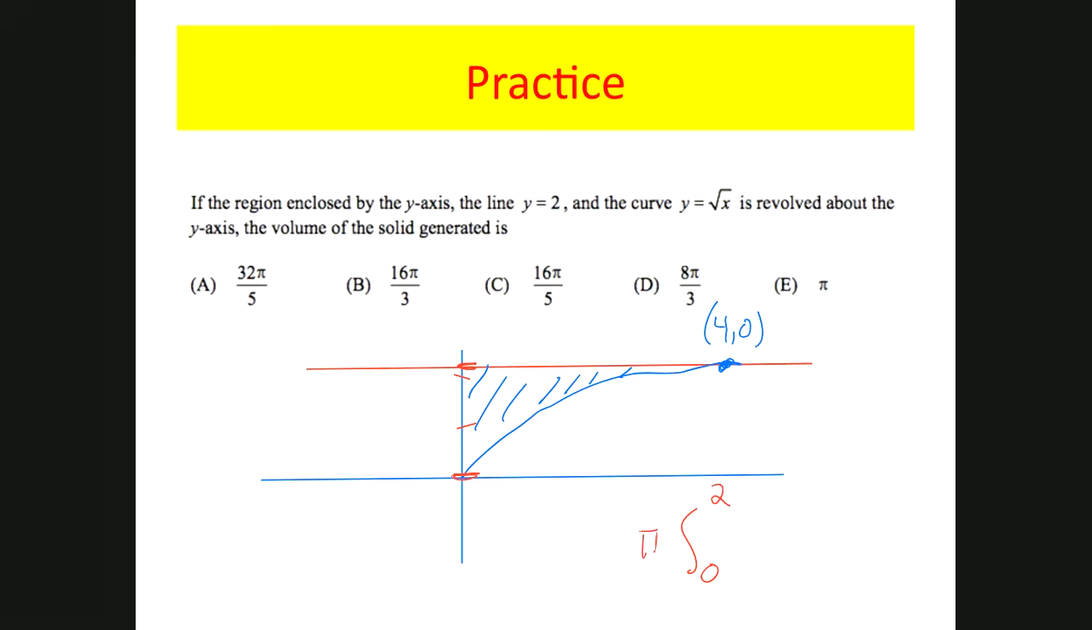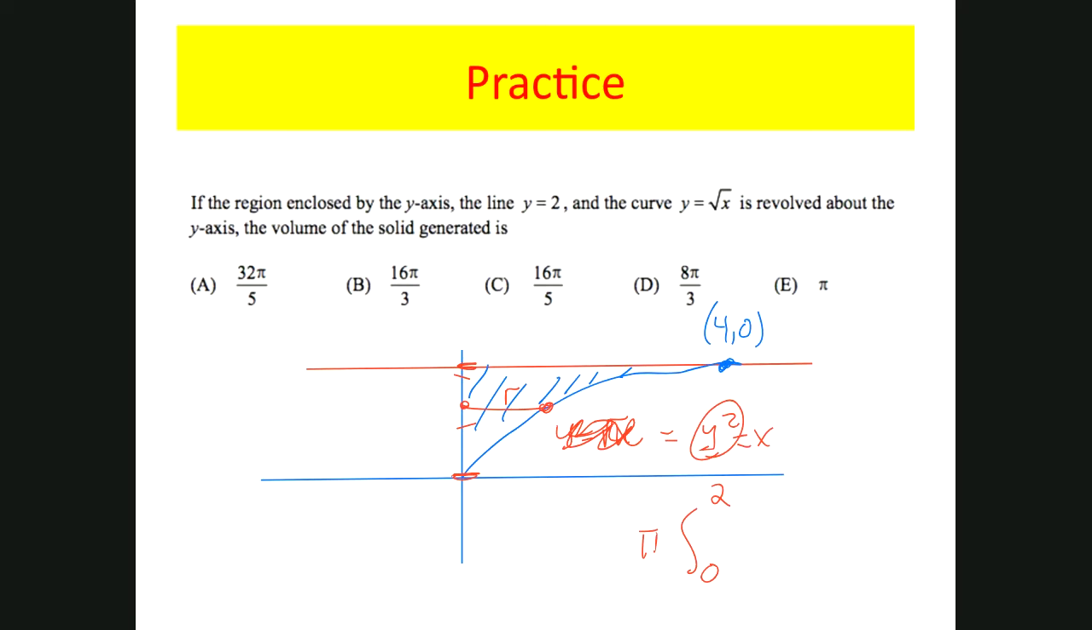Now, the trick on these is you have to rewrite each equation as x equals. So instead of having y is equal to the square root of x, I have to rewrite this as y squared is equal to x. That's the equation I want to use. It has to be x equals. So now this is my radius here. And what is the distance from here to here? It's just y squared. So my radius in this problem is y squared.